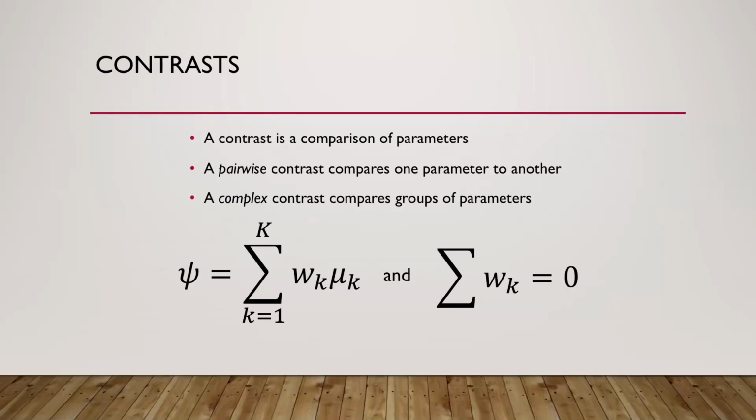So to review, a contrast is a comparison of parameters. A pairwise contrast compares one parameter to another, and a complex contrast involves more than two parameters at the same time, and all contrasts are constructed such that the sum of the weights is equal to 0. Now, I have done my definitions in terms of populations. Obviously, we don't have access to the population, so we're going to have a sample of observations and do estimation, and we'll look at that in the next video.